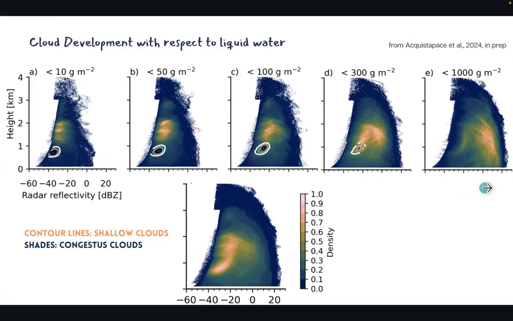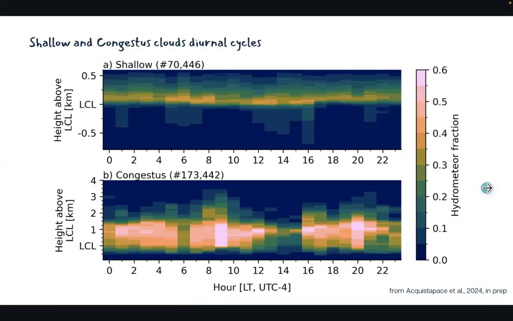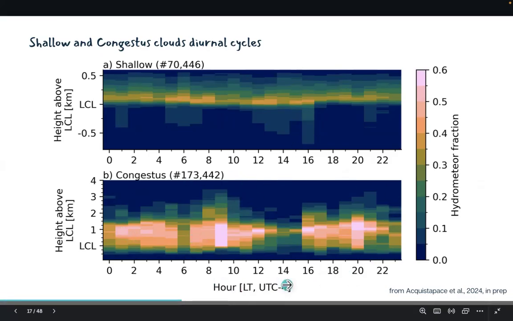So let me go to the next slide where I want to show you. We also look at the diurnal cycle of these clouds because we wanted to see if there was a variability during the day. And we split the shallow from the congestus. And here we can see something very interesting. These are plotted in the upper panel, you see the shallow clouds, and in the lower panel, you see the congestus clouds as a function of local time, which is UTC -4.